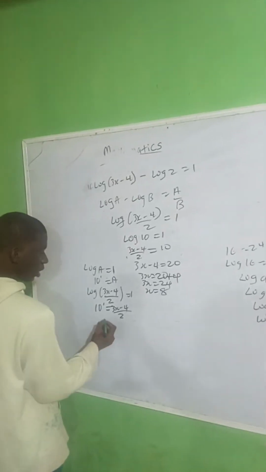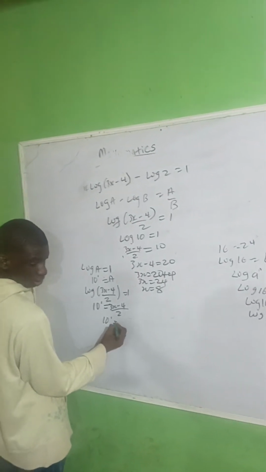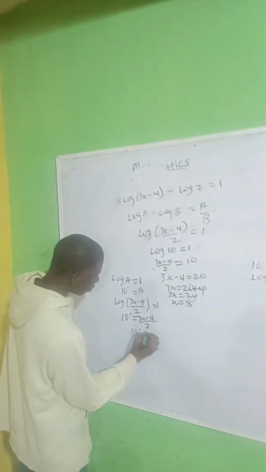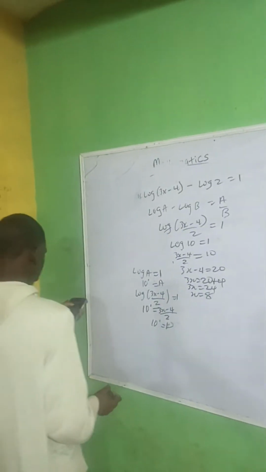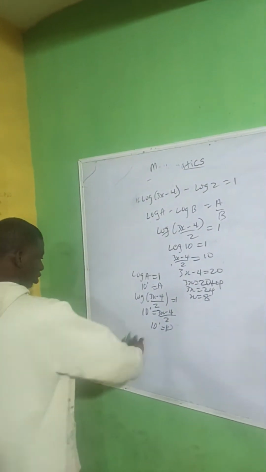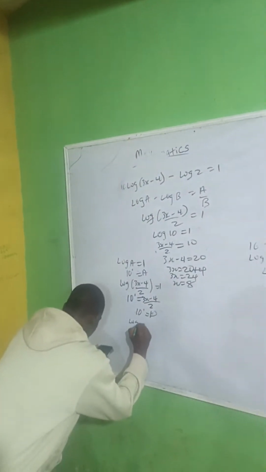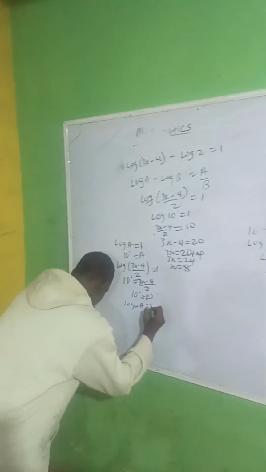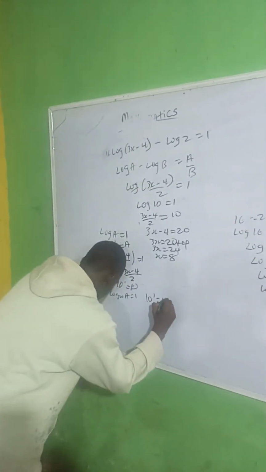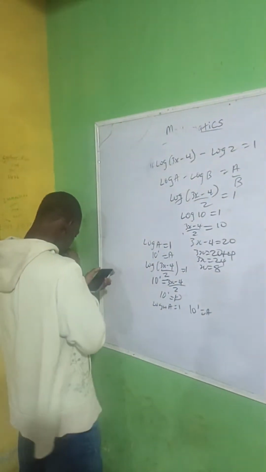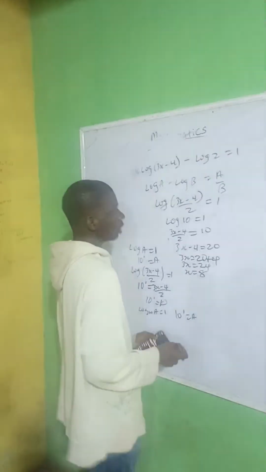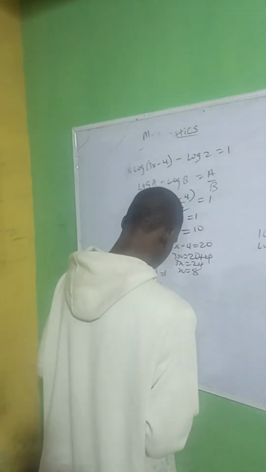Since 10 raised per 1 is still equal to 10, the log does not cancel each other. You just have log 10 a is equal to 1, which is equal to 10 raised per 1 equals a. So that is how we got it on the question.